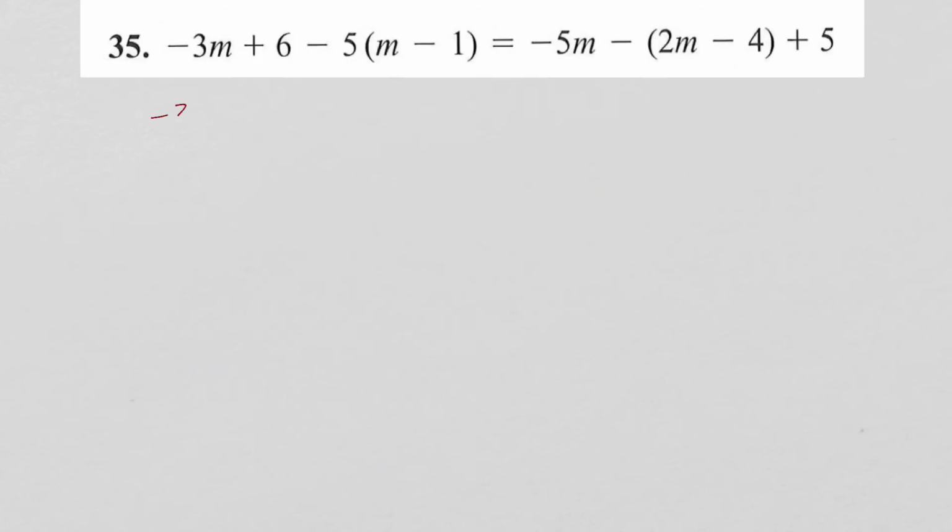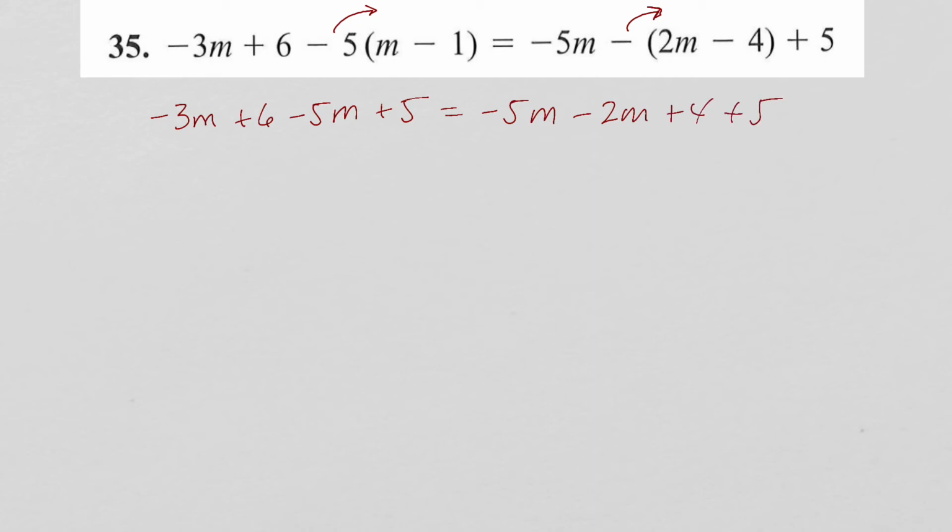Okay, here we have a negative 3m plus 6. Now I'm going to get rid of these parentheses by taking the negative 5 and distributing it. And I'll get negative 5m. This becomes a plus 5 because a negative times a negative is a positive. Then I have this negative 5m. I'll get rid of these parentheses by distributing just this negative sign. And I'll get negative 2m plus 4. And then we have that plus 5.